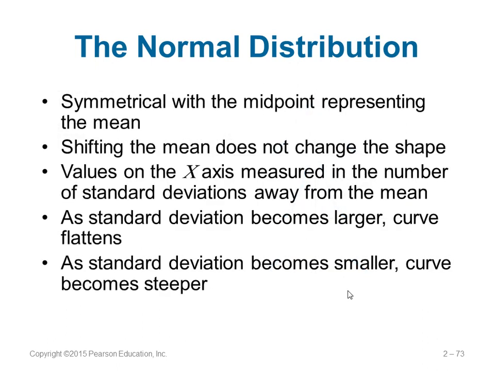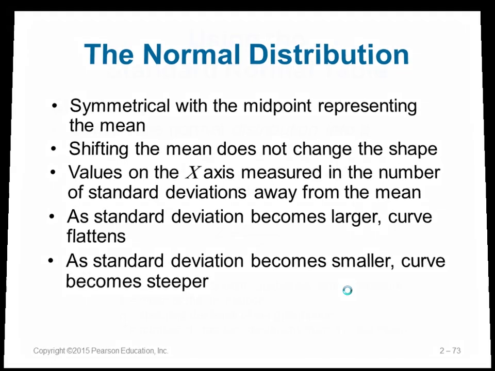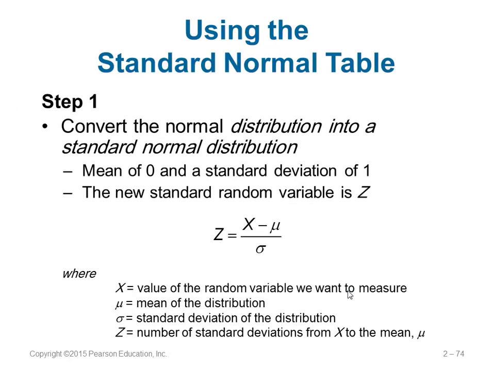In the case of normal distribution, the mean is in the middle, and the curve is symmetric about the mean. If you shift the mean, it does not change the shape. It will remain as it is and just go left and right, which we have just discussed. You can see the value on the x-axis is measured in the number of standard deviations away from the mean. How far you are from the mean is what is calculated here.